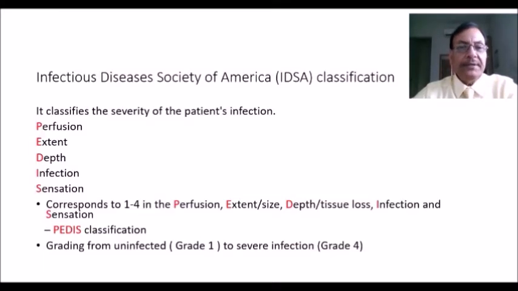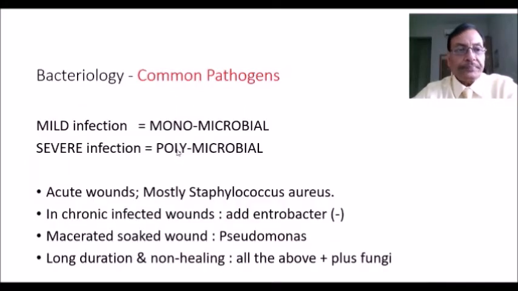There is another one which is also called PDIS classification. P for perfusion, E for extent, D for depth, I for infection, S for sensation. PDIS classification. Now let us see the bacteriology. What are the bacteria that we can encounter in the case of diabetic foot ulcers?